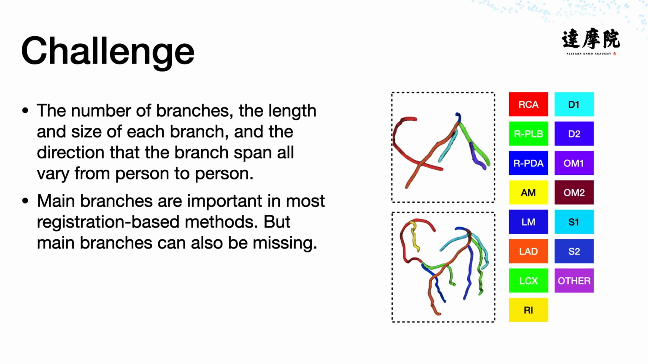The main challenge of this problem is the variance of the branches. As shown here, these are two samples from our dataset. They both contain two subtrees, left and right, but the number of branches and the directions of the branches are all different. Another issue is that normally the main branches carry more importance, but what if the main branches are missing from the preprocessing step?